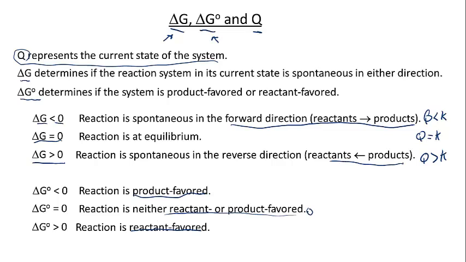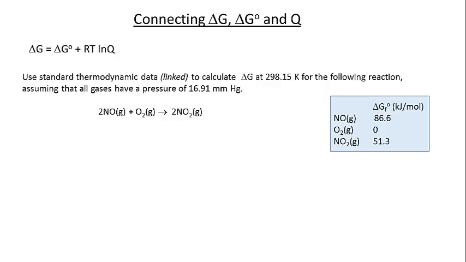All right, so let's look at the mathematical equation that connects these. Delta G, that is the change between the current state and equilibrium, is equal to the delta G0 value, which can be calculated as we've calculated before, plus the gas constant R times the temperature in Kelvin times the natural log of Q.